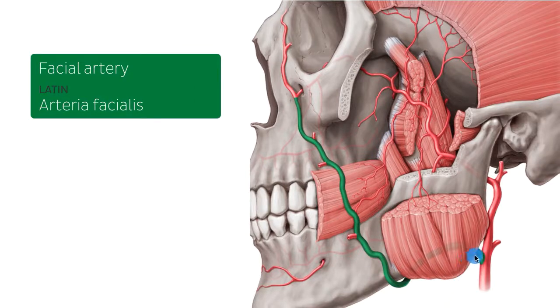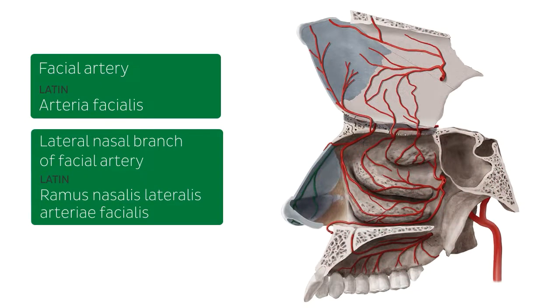As you can see, the facial artery branches anteriorly off the external carotid artery, then curves upwards over the mandible and over the angle of the mouth to run alongside the nose. As it passes the nose, it gives off a branch which supplies the nasal cavity. This branch is referred to as the lateral nasal branch of the facial artery, and we can see it highlighted in green here. This branch supplies the skin of the nose.